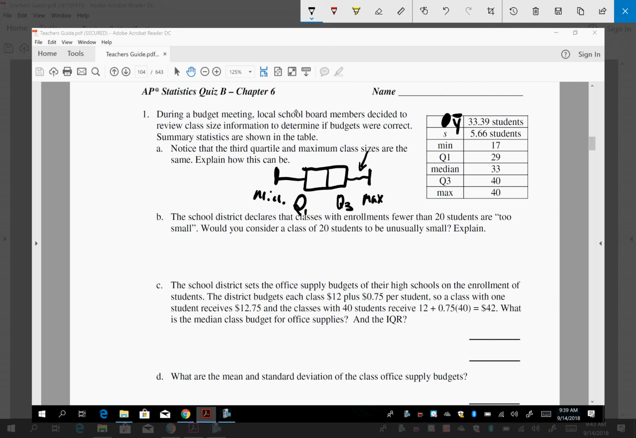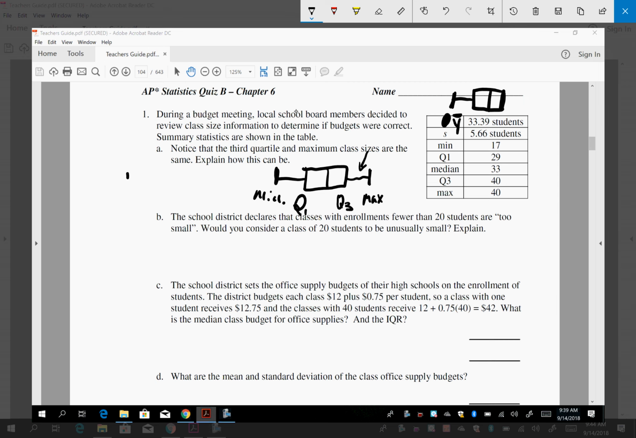For this box plot, our quartile 3 and our maximum are the same. So there won't be an upper piece because it's the end of the box. But that just means 25% of the class sizes are 40. All right? What is that called? The whisker. If the whisker is long, does the percent change? Percent is the same. That just means your minimum is farther away.